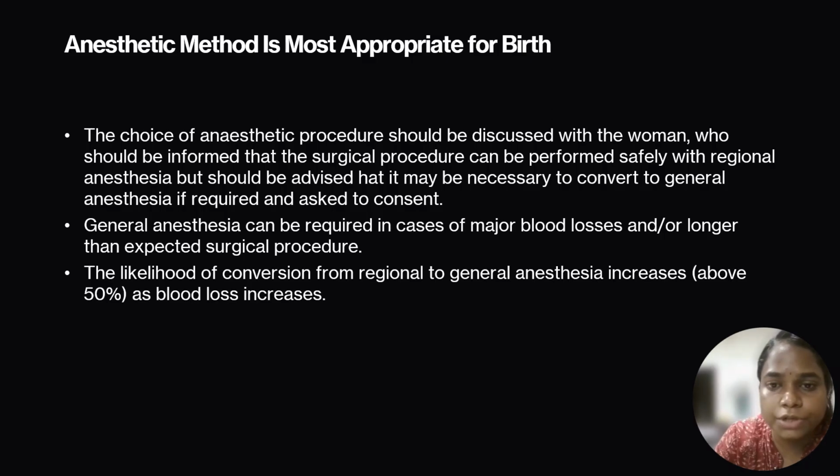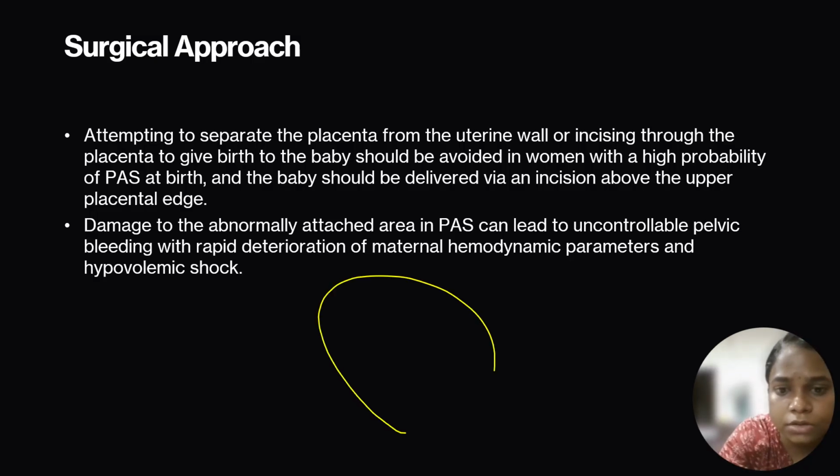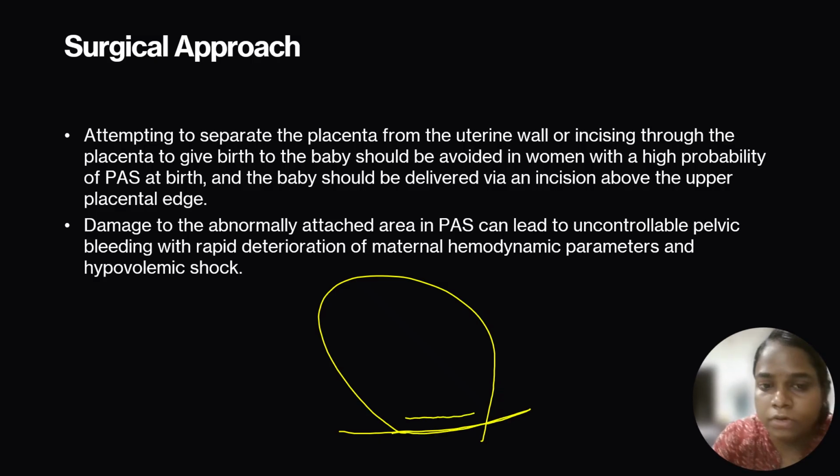Choice of anesthetic procedure should be discussed with the woman. General anesthesia can be given; conversion is above 50%. Attempting to separate the placenta from the uterine wall or incising the placenta to give birth to the baby should be avoided. Generally, you should go for a fundal incision. You can see the margin of the placenta, so the incision should be given above, and you deliver the baby from above.